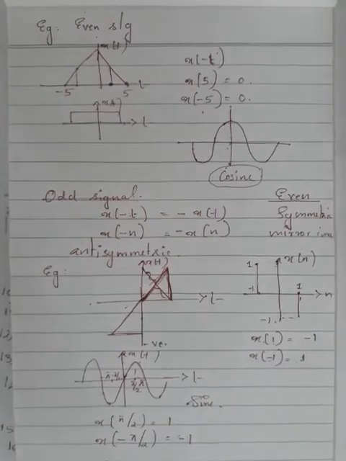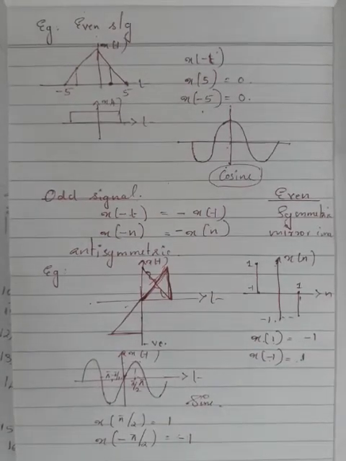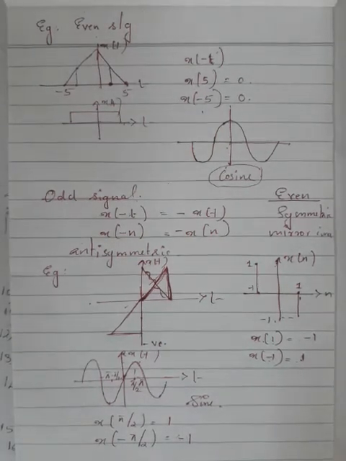These odd and even signals are important for the GATE exam also. They will ask whether it is an odd signal or an even signal, and next we have to study how we can find the even and odd parts of a signal. That is also important for these objective type exams. So next we can calculate the even and odd components of a signal.